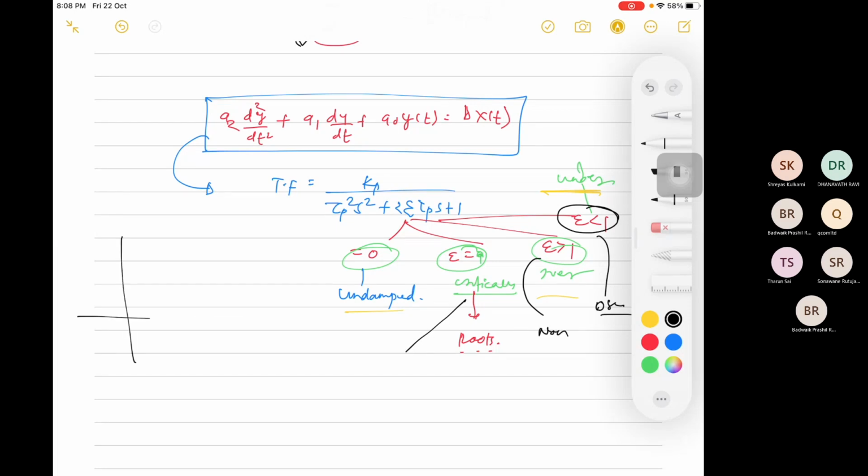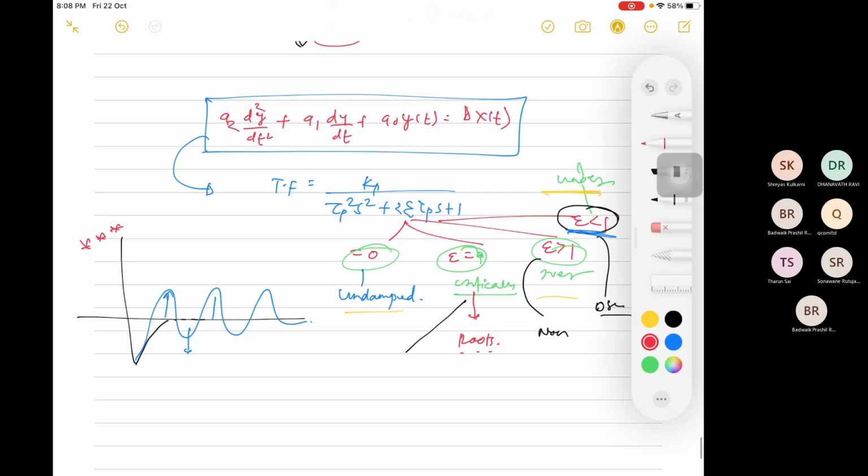That means whenever it reaches its final value it will not fluctuate, but for zeta less than 1 it will fluctuate like this, and then you will have the decay ratio and all coming. And this is really important, every year a question will be there on this decay ratio, what is the overshoot, etc. Okay, that will come.